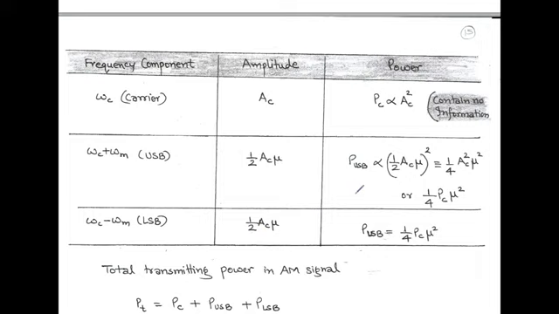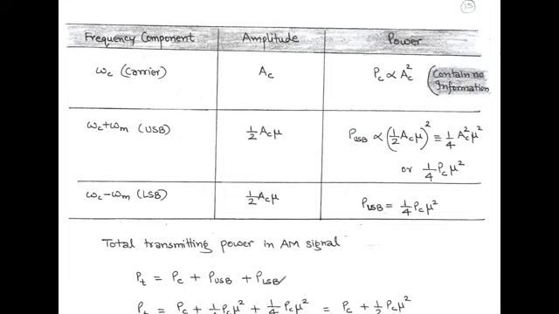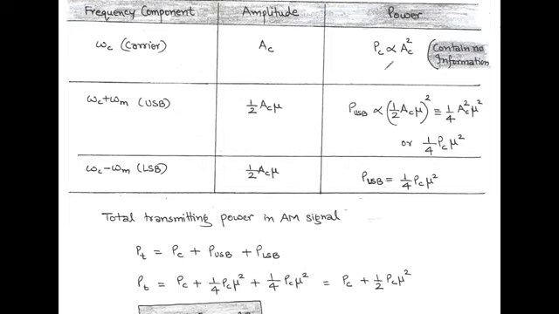Now to find the total power, we add the power of the carrier plus USB plus LSB. Here the power of the carrier is directly proportional to the square of the amplitude of the carrier signal. So we say P_c is directly proportional to A_c squared. Since there is no information in a carrier, the carrier power also contains no information. For the upper sideband, the power is directly proportional to the square of the amplitude, and here the amplitude is A_c mu by 2.